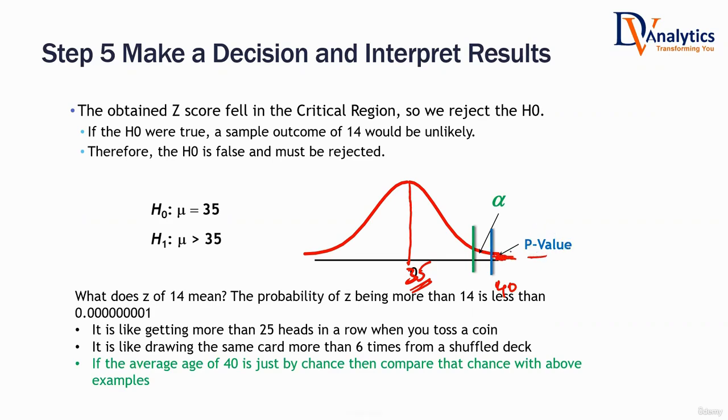What is p-value? Getting 40 or more than 40. Is it possible to get more than 40 also? Is there a probability? Yes. Think about it. Yes. So what is the probability that you get 40 or more than 40?